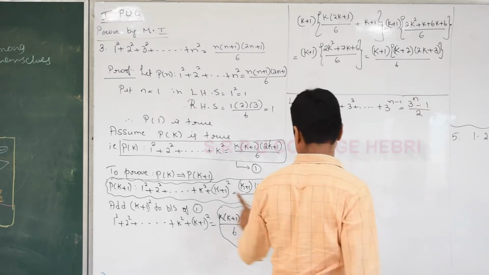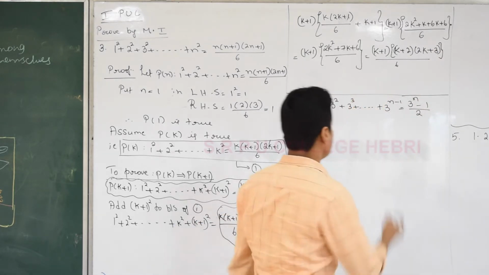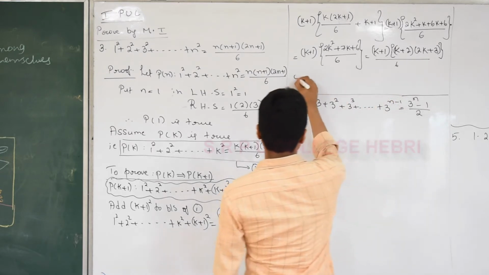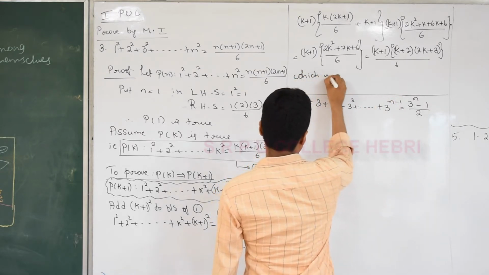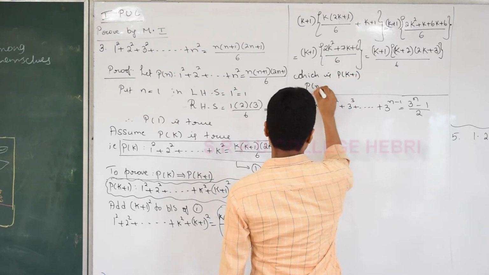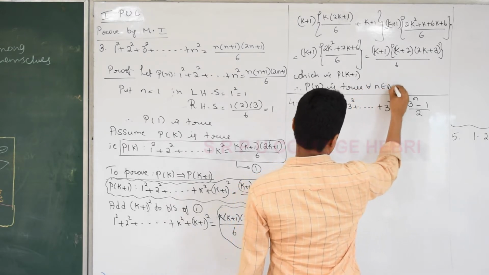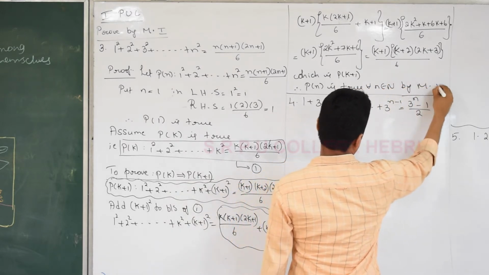Now compare the left hand side, already we have, compare the right hand side. Even you got that. So if it is true, then what we should write? Yes, which is p of k plus 1. So therefore p of n is true for all n belongs to n by mathematical induction.